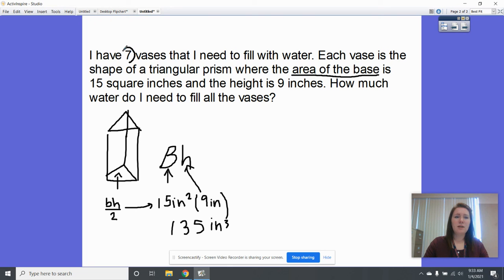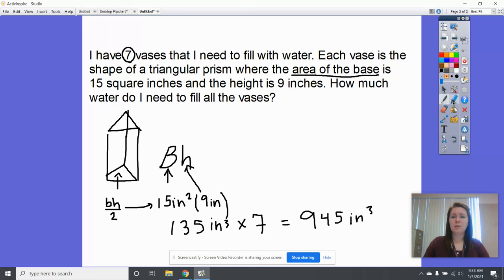Well, I have 7 vases. So I just have to multiply this times 7. 135 times 7 tells me that I need 945 cubed inches of water. So those are the two main types of word problems that we're going to see with prisms.